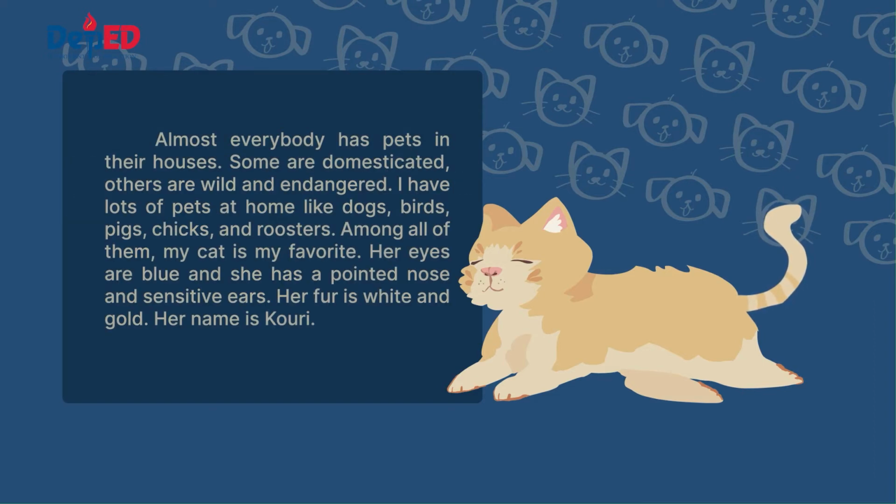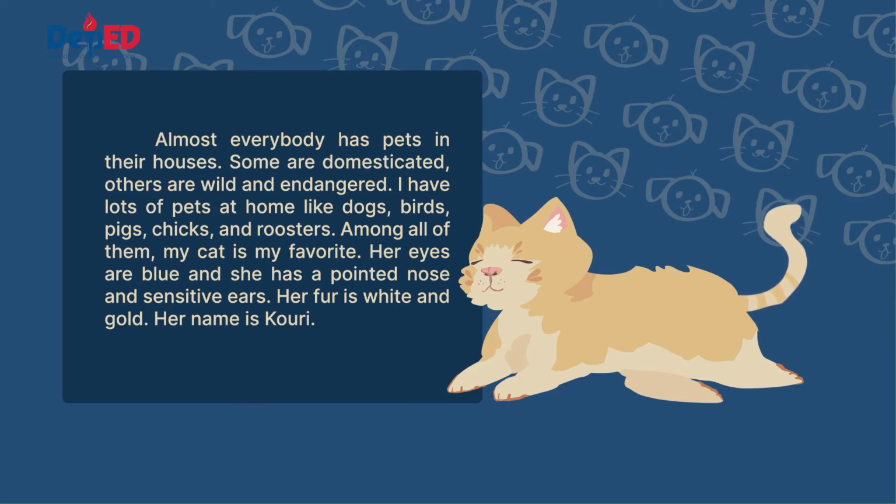Letter A. Almost everybody has pets in their houses. Some are domesticated, others are wild and endangered. I have lots of pets at home like dogs, birds, pigs, chicks, and roosters. Among all of them, my cat is my favorite. Her eyes are blue and she has a pointed nose and sensitive ears. Her fur is white and gold.